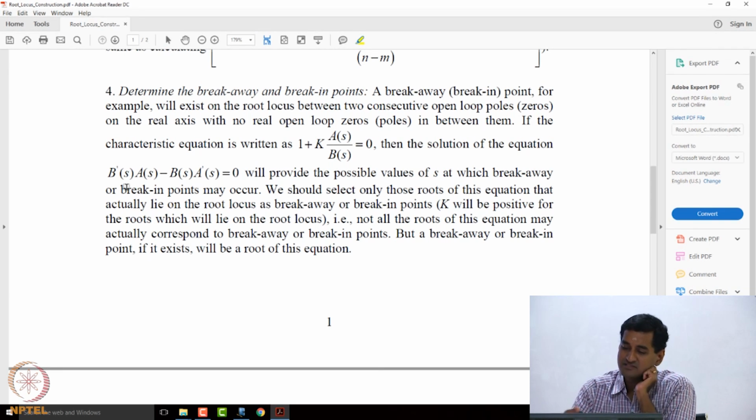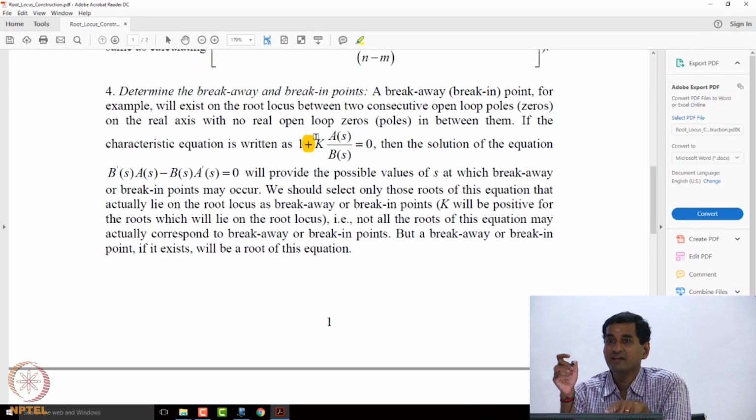Why? Because the characteristic equation can now be written as 1 minus k times A of s divided by B of s.